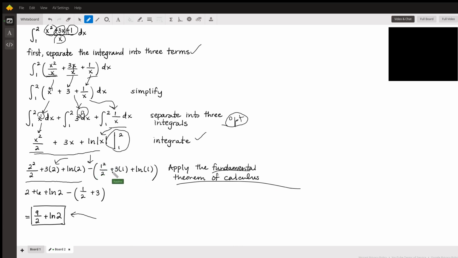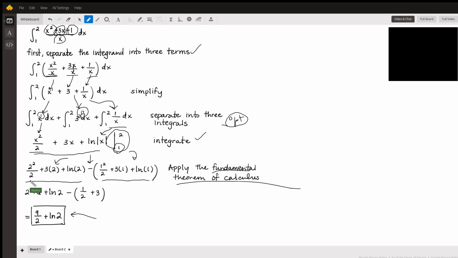And then I'm making sure to use parentheses when I go in and plug in my lower limit of 1 into all three of the terms here because we do want to make sure we're subtracting everything we get when we plug in 1. And then I just do some simplifying in here.